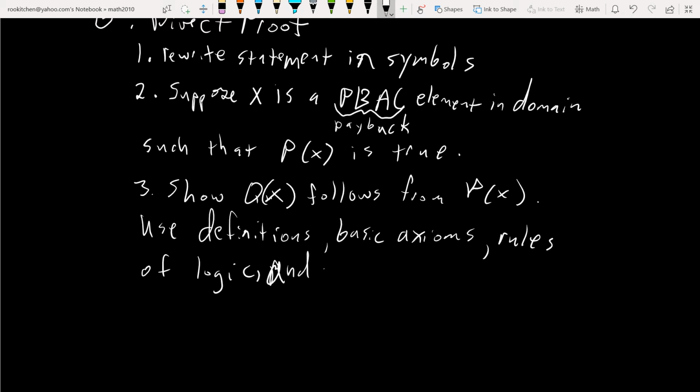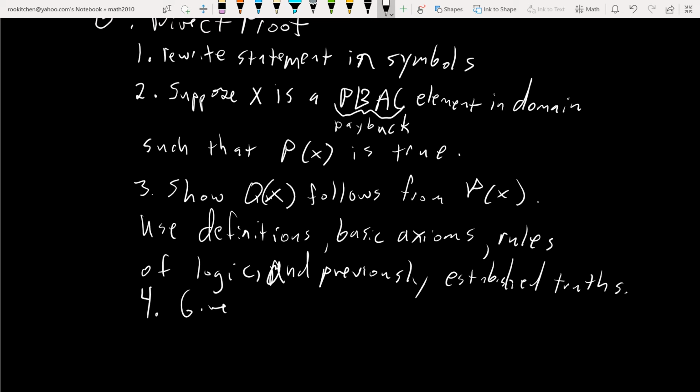And previously established truths. Right, and when you're working, you want to give a reason for each step in the body of the proof.